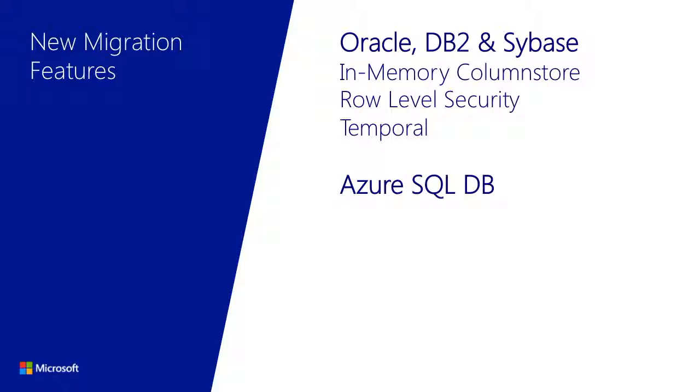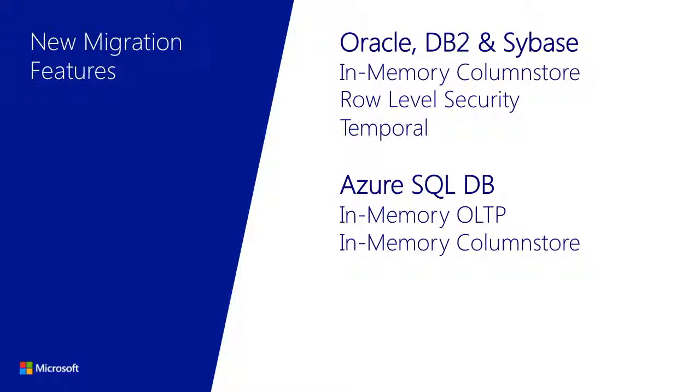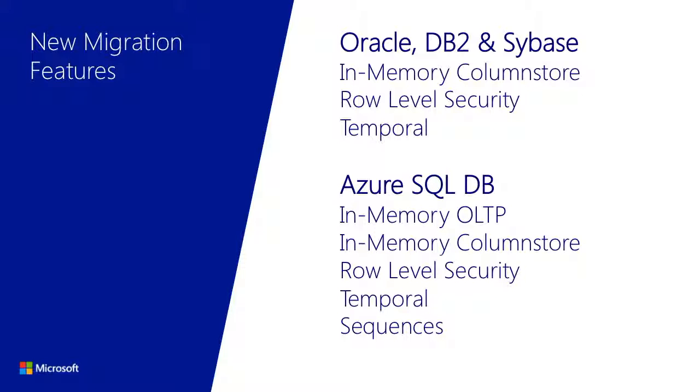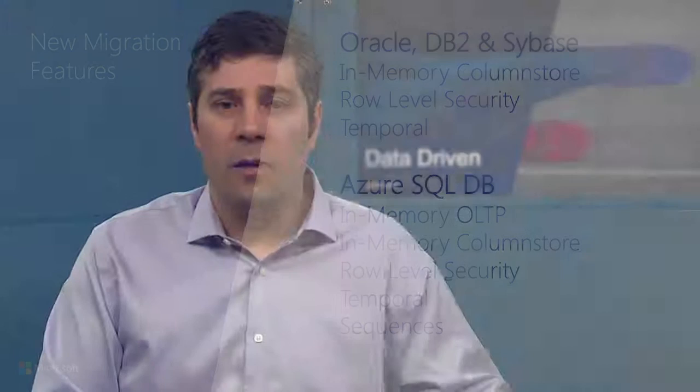So with this version of SQL Server Migration Assistant, we now offer the ability to migrate, just as we did with on-prem, in-memory OLTP, as well as in-memory column store, row-level security, temporal, and sequences. And all of these new features now make it an easier migration path from your existing foreign platform databases to either SQL Server 2016 or Azure SQL Database.